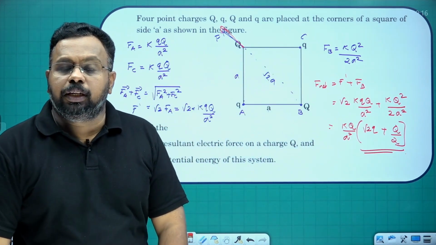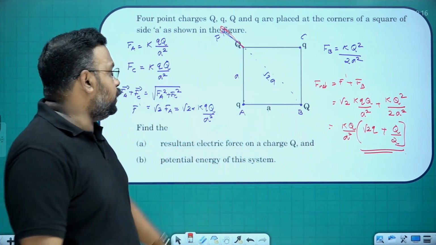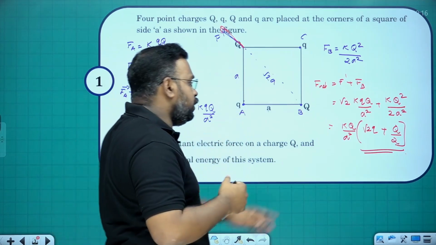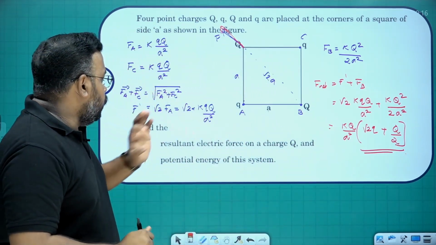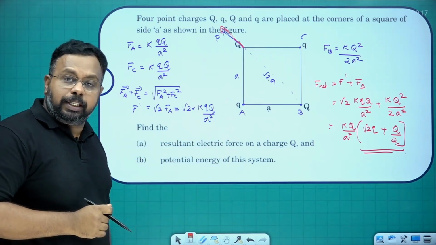This is the magnitude of the resultant force, and the direction will be this way. You can replace that K by 1 by 4 pi epsilon naught. That's the right method. Understood? So I think the first question is clear.